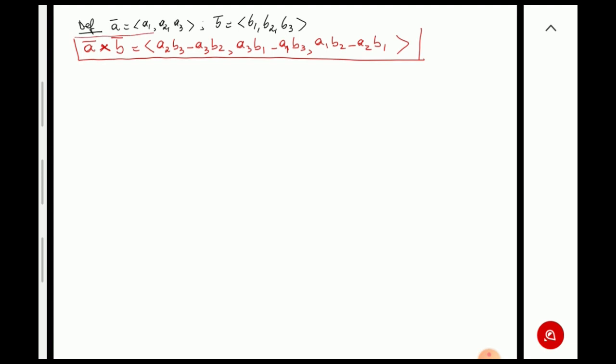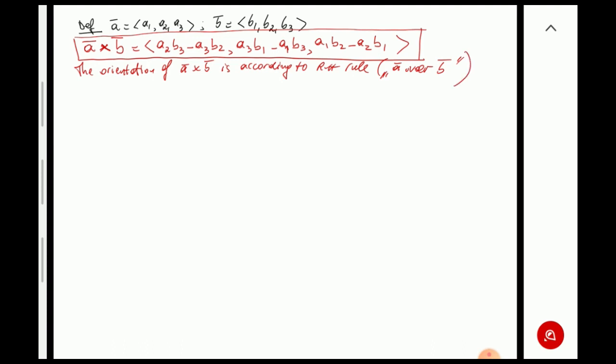And then immediately let's write underneath the two important pieces of information. The orientation of A cross B is according to the right-hand rule, A over B. You curl your fingers from A over B. Notice I didn't say up or down because it depends on how they are placed in space. So the orientation of A cross B is according to the right-hand rule.